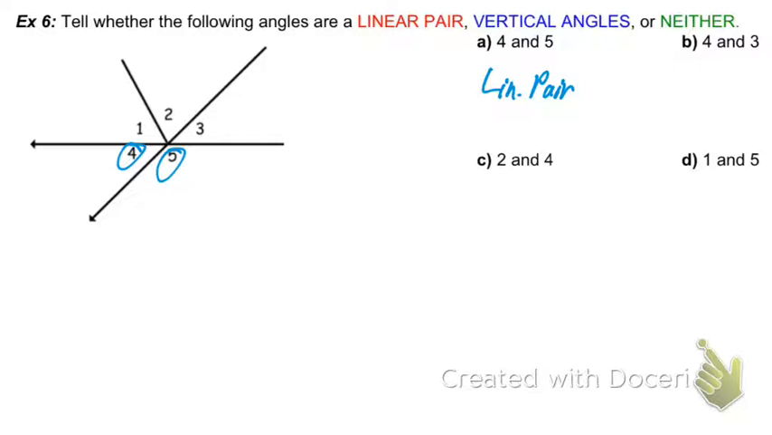So 4 and 5 are a linear pair. They are adjacent, and they make that straight line, okay? They add to 180. Two angles together make a straight line.